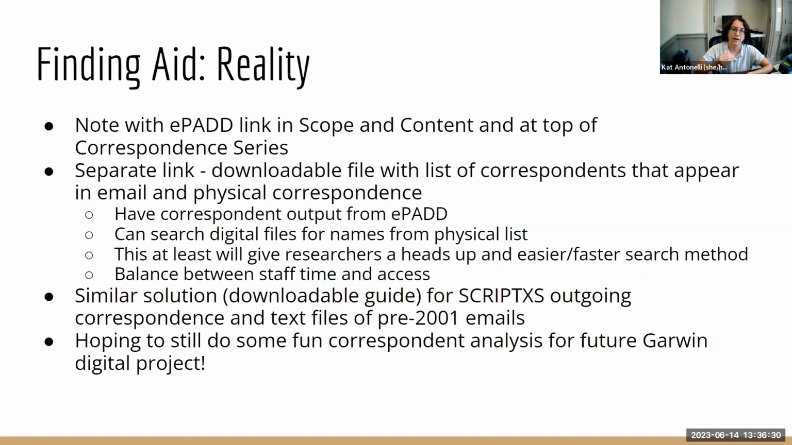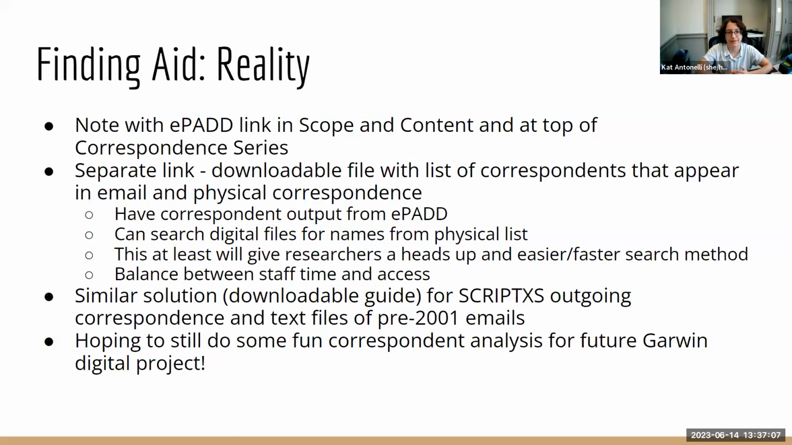Basically, we're going to have a link to EPAD in the scope and content note, also at the top of the correspondence series, just for insurance. But we are also going to include an additional link to a downloadable file. And that'll have a list of the correspondence that appear in both digital and physical form. This is our sort of compromise to make sure that researchers have a faster Control F style search method to see if the correspondence that they're interested in might appear in EPAD or in other places.